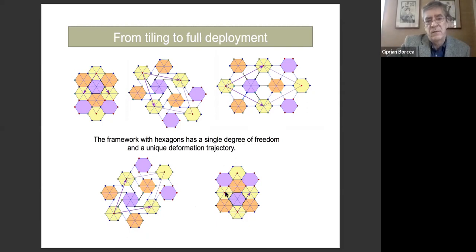another tiling. Crystallographically, it's equivalent to that one, but as a point in the deformation space of the initial framework, it is a different configuration.